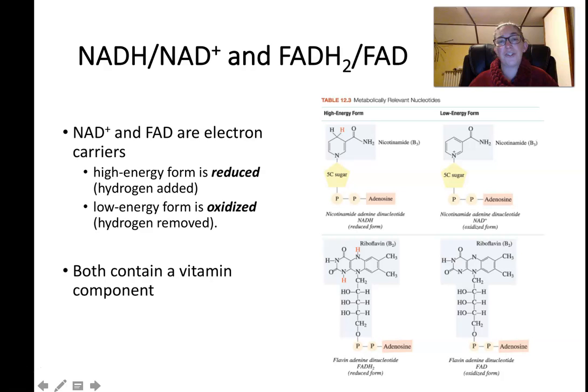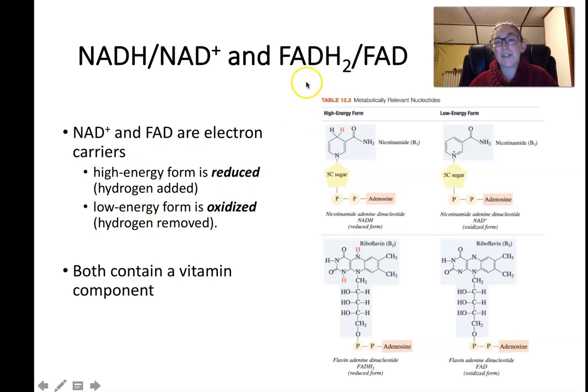NADH and FADH2 are electron carriers. So the high energy form with the hydrogens added are reduced, because reduction is gain of hydrogens, and the low energy form is the oxidized form. So when I say that they are electron carriers, they are basically capturing electrons that are lost in redox reactions, and they transport those electrons to the electron transport chain. So they capture electrons lost and they take them to the electron transport chain.